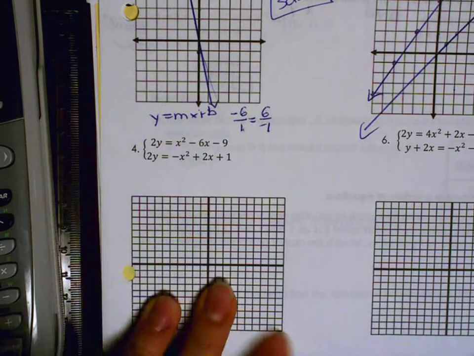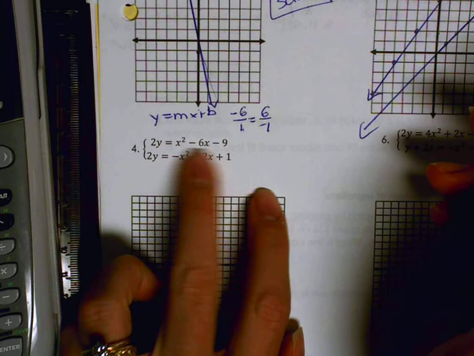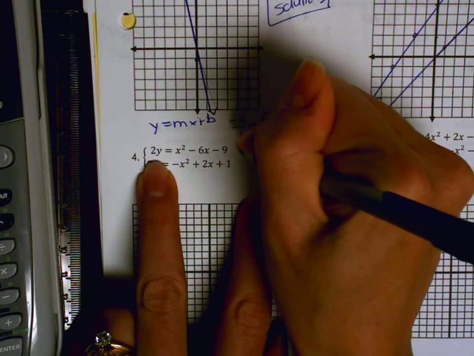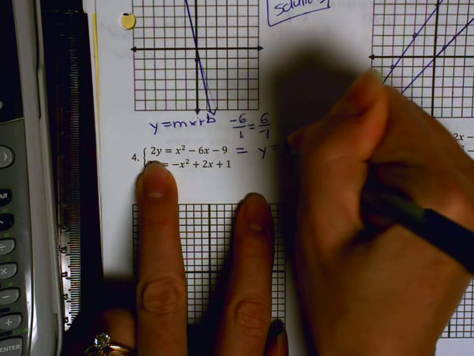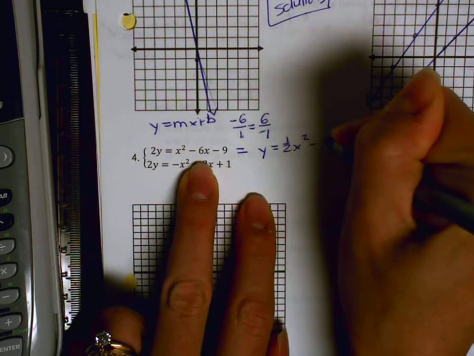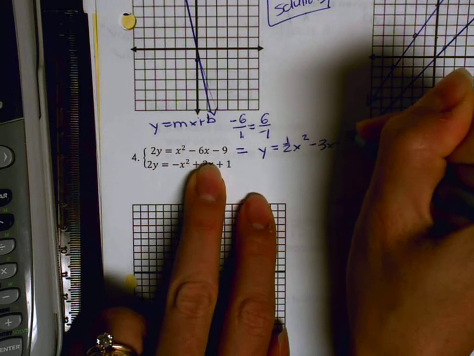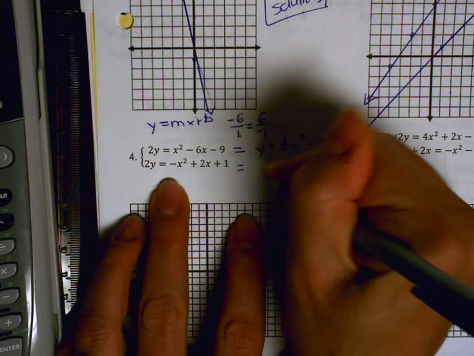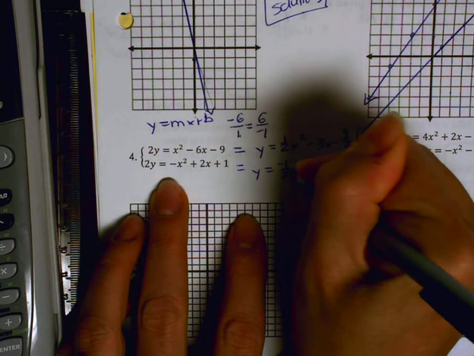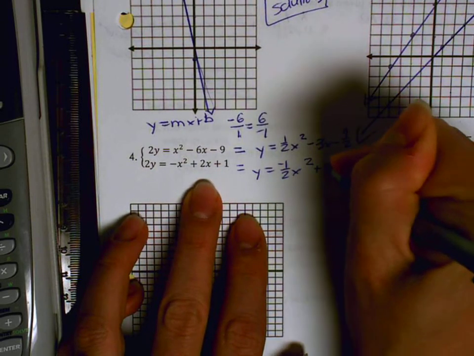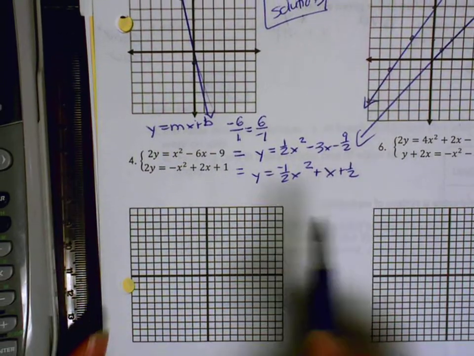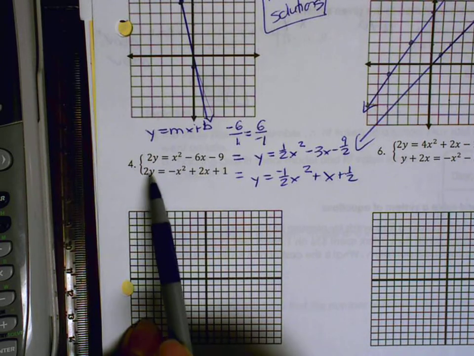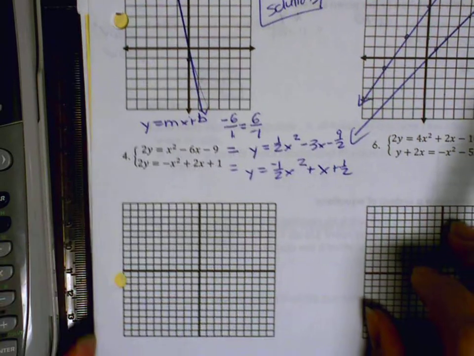So let's try this one, which is 2 quadratics. Again, it needs to be solved for y before I put it in my calculator. So on this one, I need to divide everything by 2. When I divide everything by 2, I get y equals 1/2 x squared minus 3x minus 9/2. And on this one I get y equals negative 1/2 x squared plus x plus 1/2. So again, I'm dividing everything. 1, 2, 3. There's 3 terms. Everything gets divided by 2. Same thing here. Everything gets divided by 2.